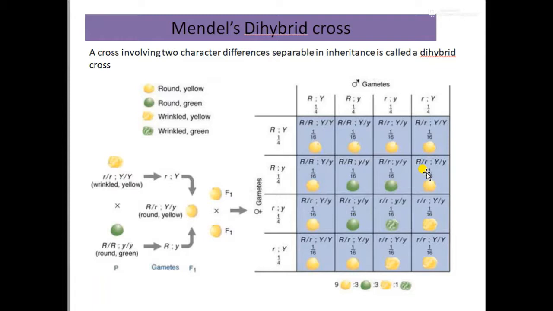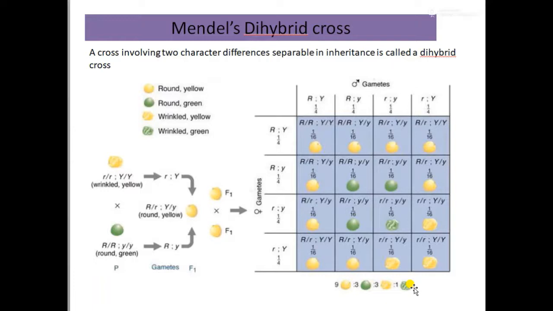When the F1 plants were self-fertilized, there were four classes of offspring in the F2 generation. Out of the 556 seeds collected by him, there were 315 yellow round, 108 green round, about 101 yellow wrinkled and 32 green wrinkled, a ratio of about 9 is to 3 is to 3 is to 1. And out of these four phenotypic classes, the yellow round and the green wrinkled are the parental types, and the other two types, the yellow wrinkled and the green round, are the newly formed combinations.